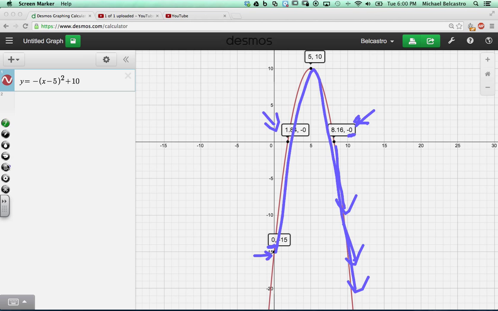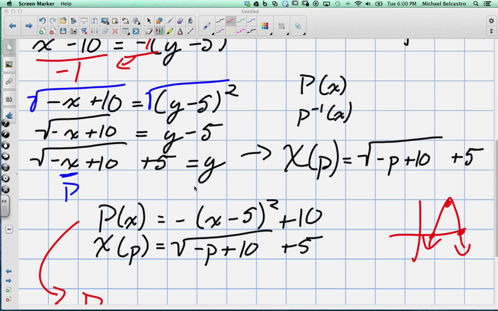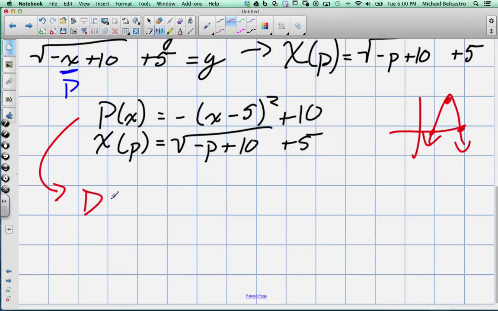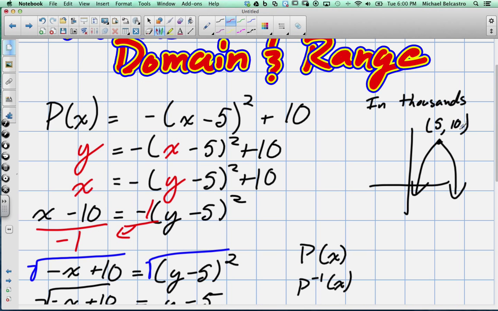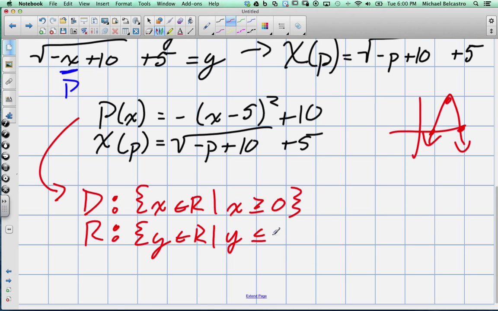So when we go to write the domain of our original profit function, it is x in the reals such that x is greater than or equal to 0. Now our range is a little different. Because it's continuous, we have y in the reals. And what was the top of ours? 5. Yeah, so y is less than or equal to 5. Actually, I don't think it's 5 because our vertex stops at 10 there. Right, yeah, so we're thinking of that as 10.